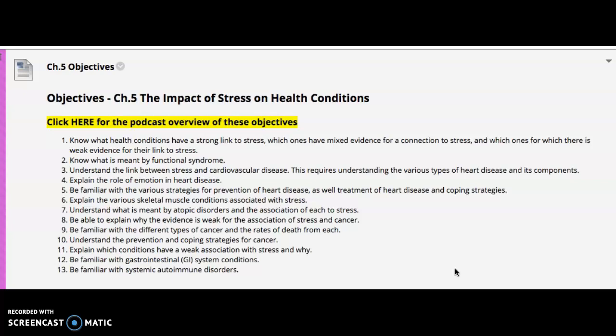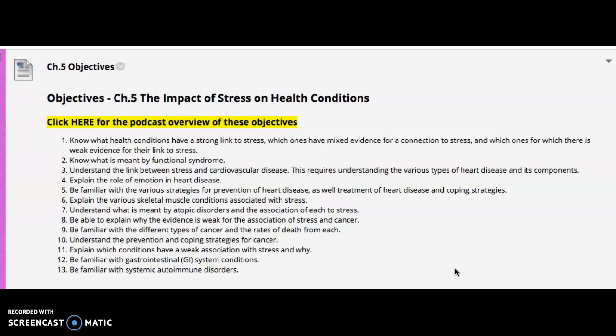Basically, atopic disorders are health disorders characterized by some sort of biological hypersensitivity. It can be characterized by things like inflammation, like with asthma in the lungs, and in the nose for allergies. And a lot of that has been found to be related to stress or exacerbated by stress. So the book covers all of those conditions as well as coping strategies.